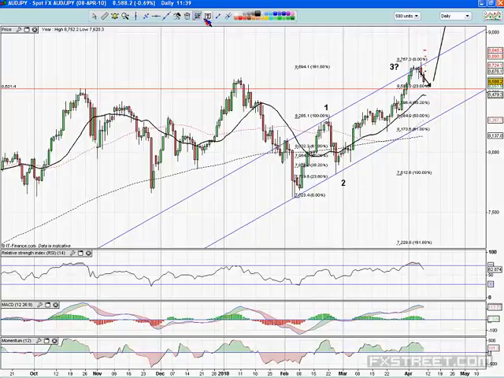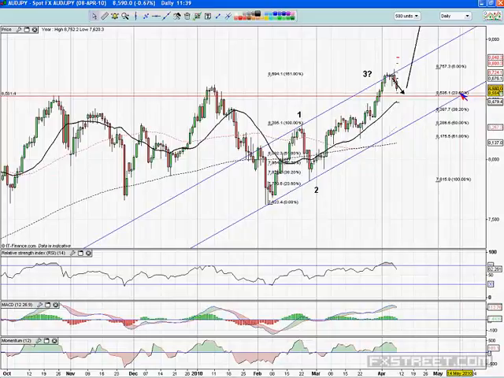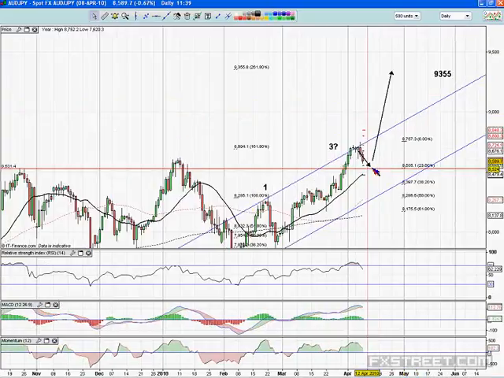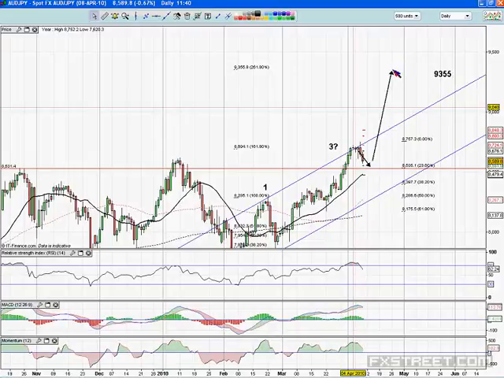Let's just move that off. I need to see it better. Okay, that will line up with a 23.6% retracement of wave 3. So we've got 1, 2, 3, correction wave 4. The fifth wave, if we get it, will be taking us up towards 93.55 in a choppy wedge formation.